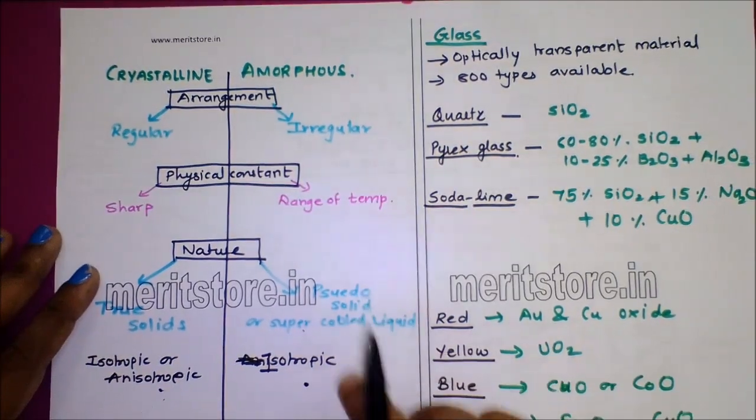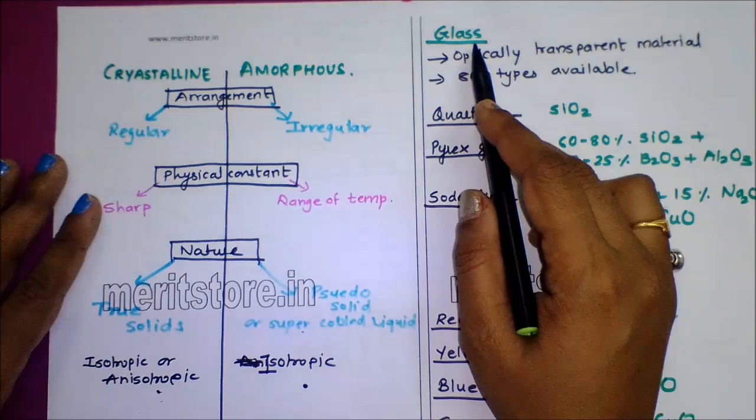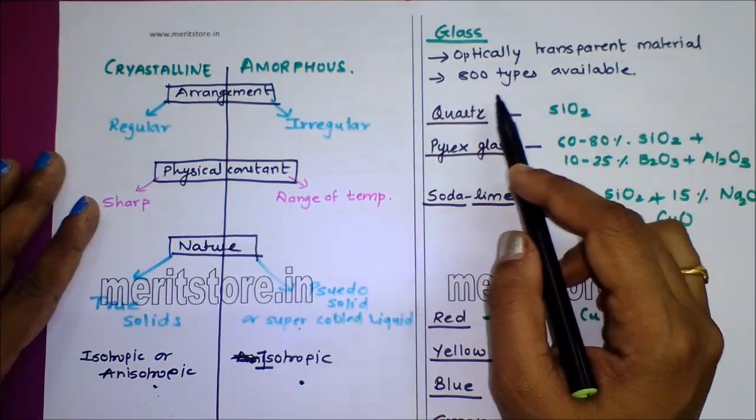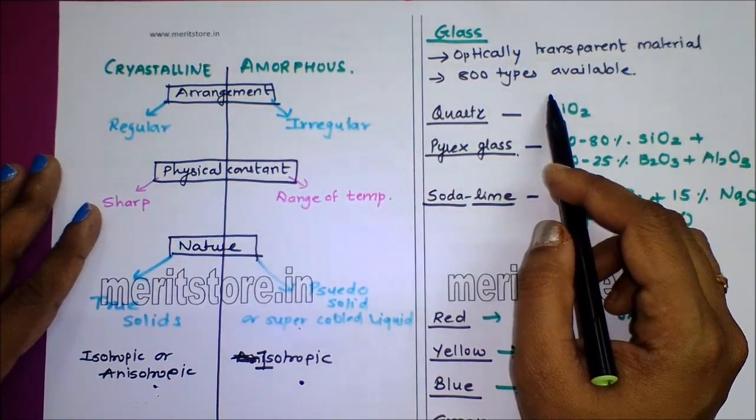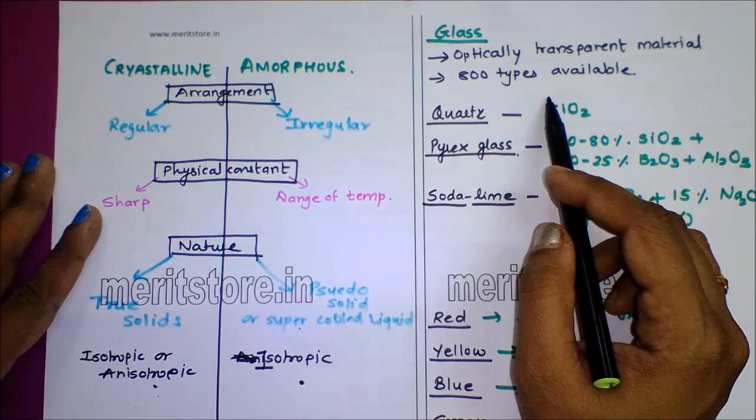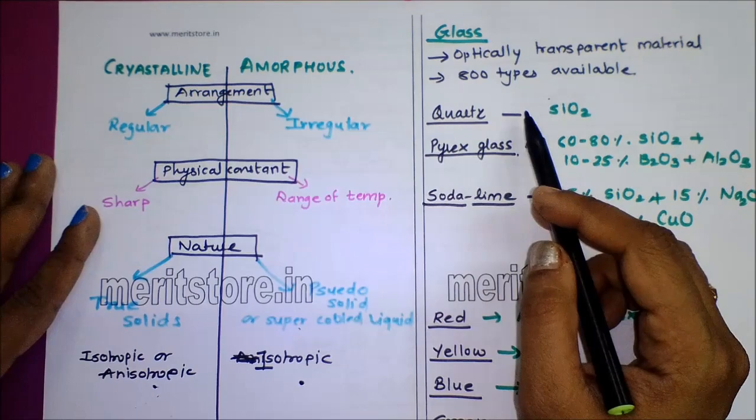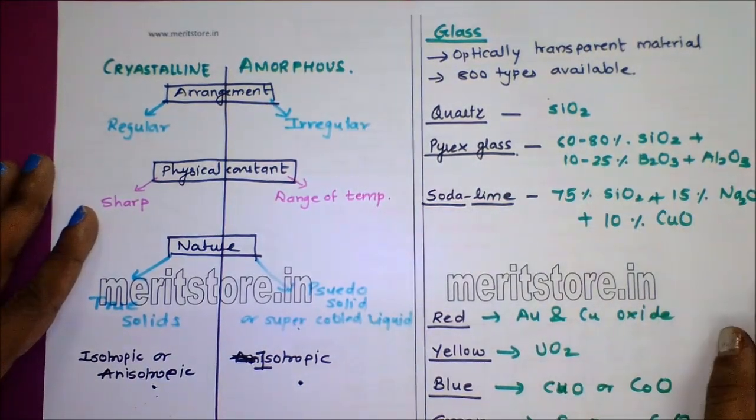One of the important amorphous substances we'll be discussing over here is glass. We know that it's an optically transparent material, and around 800 types of glass material are available. We know that glass can be obtained by fusing silica at very high temperature. Now depending on other composition you add in this particular glass, we can have different types of glass. So let us discuss a few examples over here.